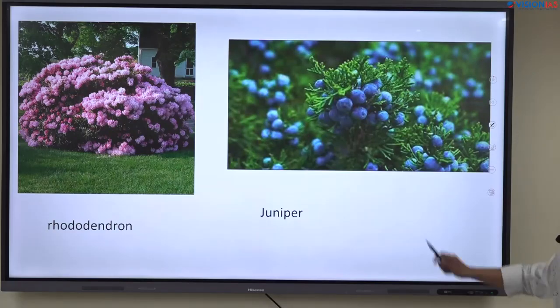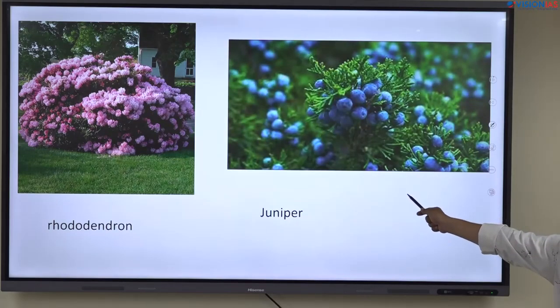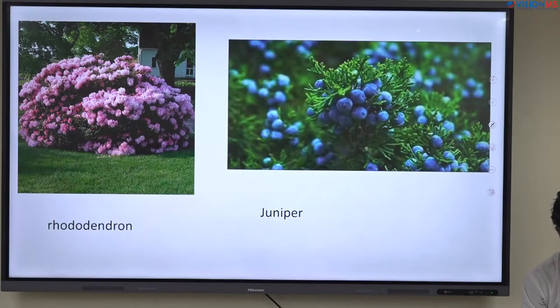Juniper. Juniper is an important species. Highlight that. And read the remaining 2 points. Which one?